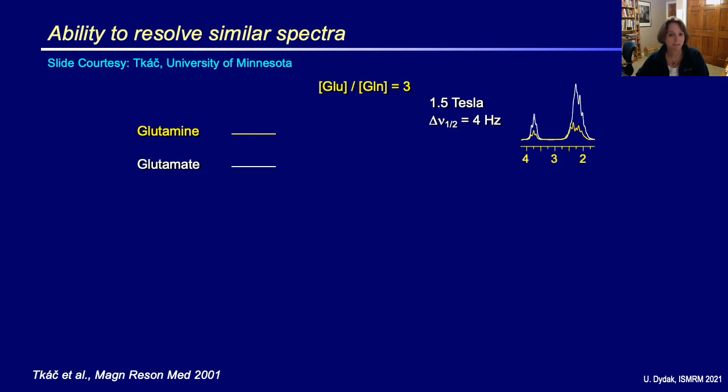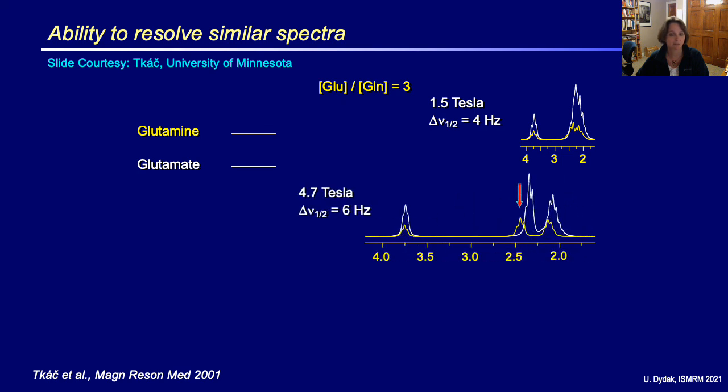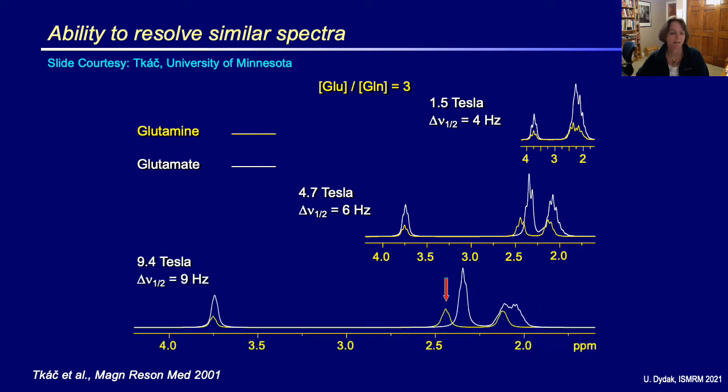The same thing is true for our measurement of glutamate and glutamine, where we often want to only measure glutamate and not have it confounded by glutamine. At 1.5 Tesla, that's not possible because those two peaks are sitting basically exactly on top of each other. At 4.7 Tesla, you already start to see a separation, and if you have a very good quality spectrum, you might be able to quantify these different peaks sitting next to each other. At 9.4 Tesla now, these are clearly separated, and you can very easily quantify glutamate alone and glutamine alone.